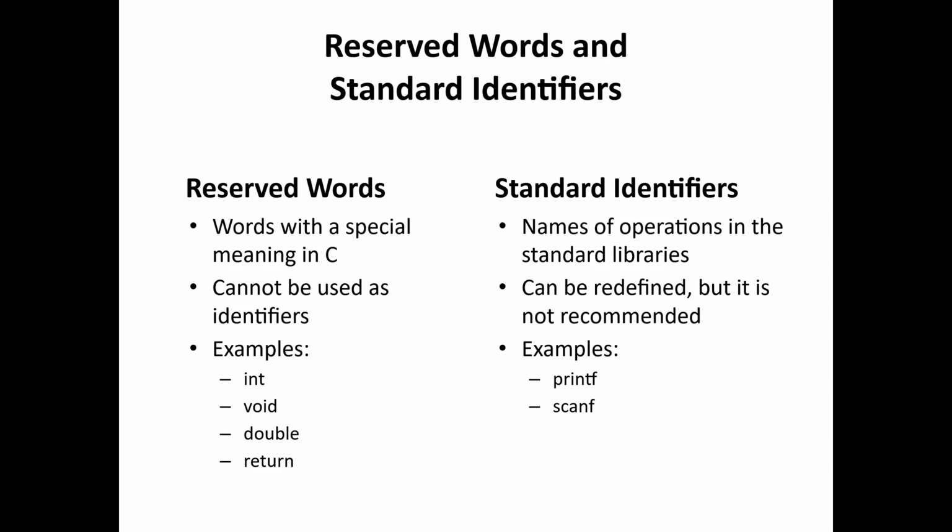Standard identifiers. Identifiers all follow the same rules, but the names of functions and variables and constants in the standard libraries are generally considered sacred. You don't want to collide with them if you can avoid it. Examples here include printf and scanf, we saw earlier. You can redefine them, but it's generally to be avoided.